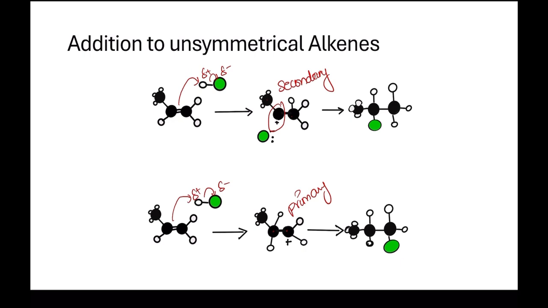So what would happen? So this guy is going to attach here. The same thing is going to happen for the primary. So this right here is going to be my major product, because obviously the formation of a secondary carbocation is going to be favored. But the second one will still form, but this is going to be called a minor product. Okay.